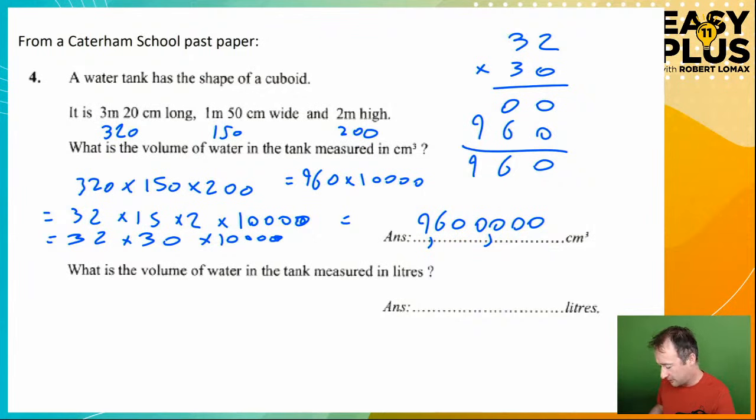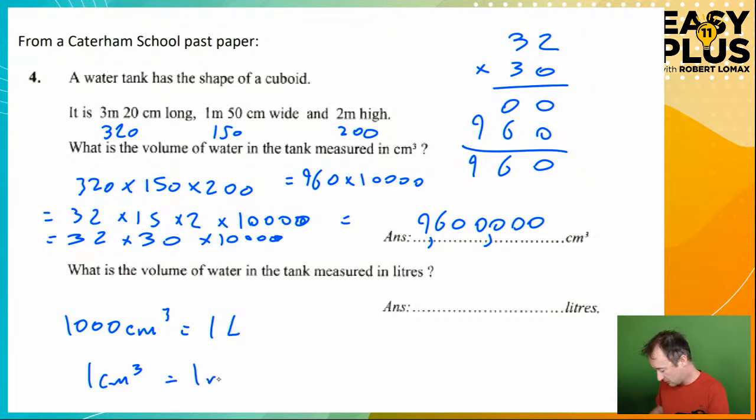Okay. Converting from centimeters cubed to liters is dead easy. 1,000 centimeters cubed equals 1 liter. Okay? And if you know that, really simple. 1 centimeter cubed equals, what does that equal? It equals 1 milliliter. Of course it does. So these are really basic, really important things to remember.